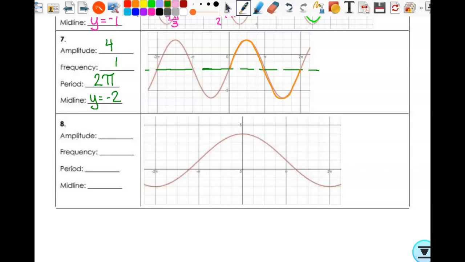Okay, any questions about this one? Should get 4, 1, 2 pi, and y equals -2? Yes. The period is the length of one cycle. This is one cycle before it repeats. It starts at 0, goes to 2 pi. Okay? That makes sense? Okay. All right, then you do number 8.